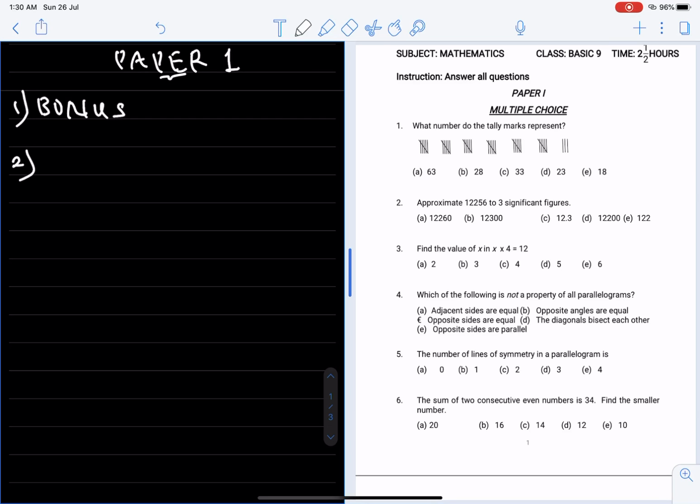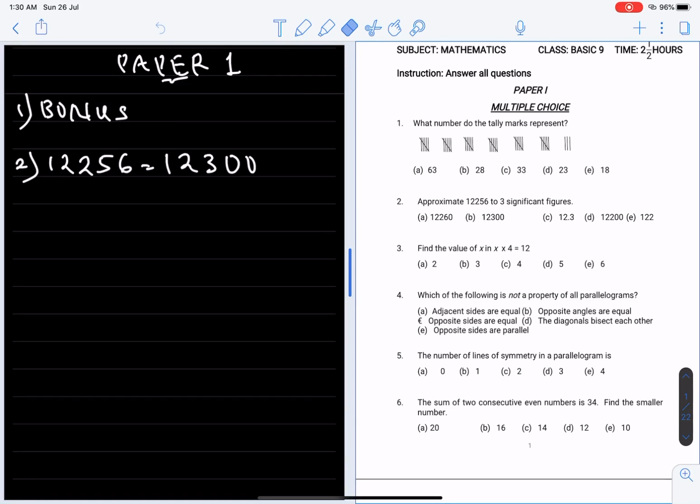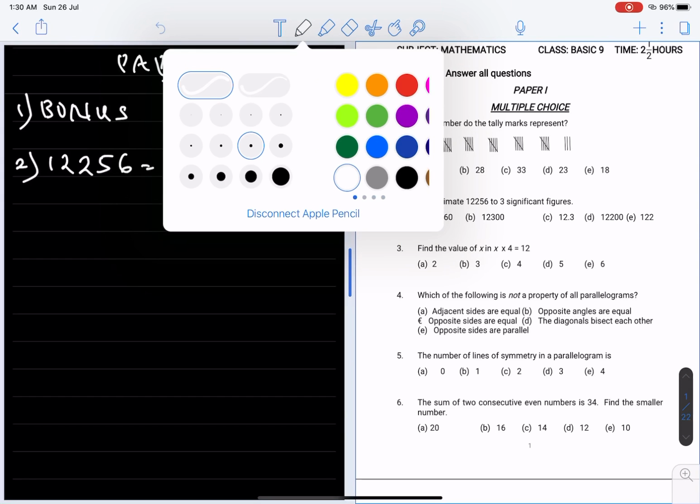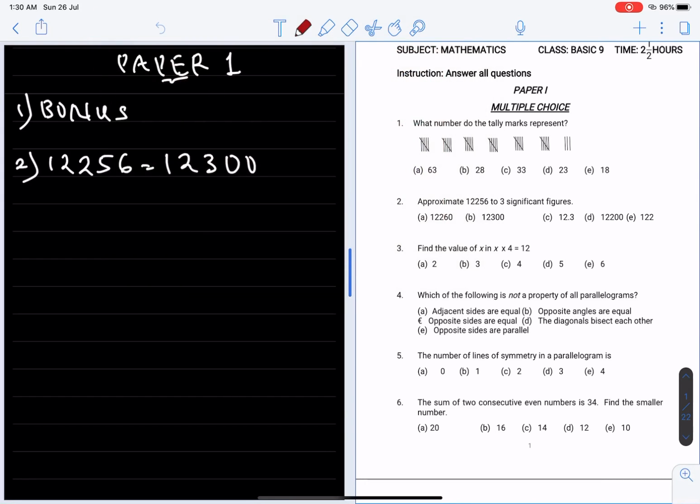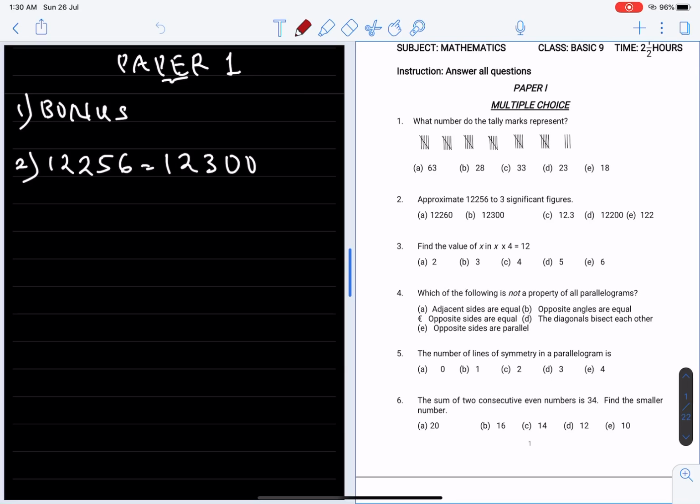Now question 2, approximate 1, 2, 2, 5, 6, correct to 3 significant figures. Well, that's going to be 1, 2, 3, 0, 0. The correct option is, let's mark the options as we go here. The option here is 1, 2, 3, 0, 0. That's option B.